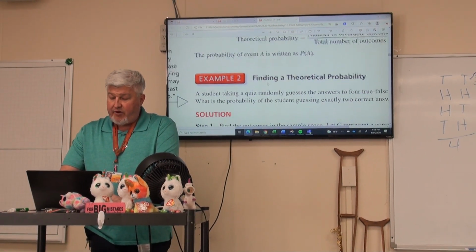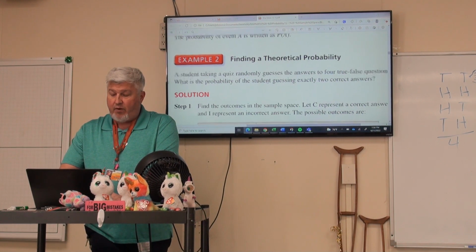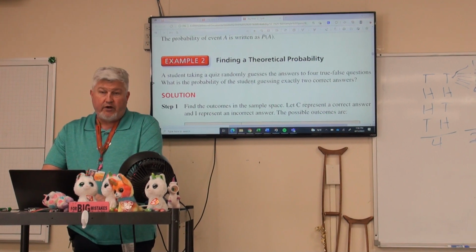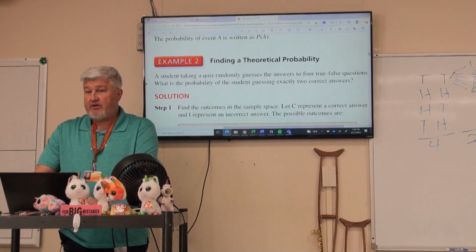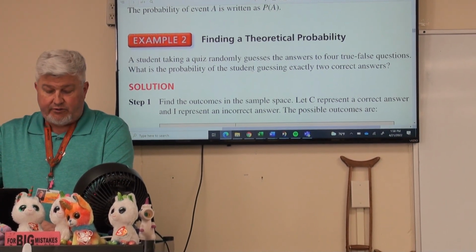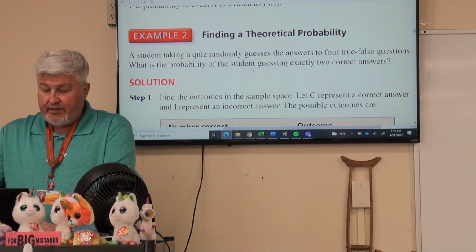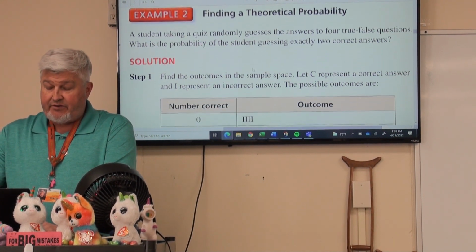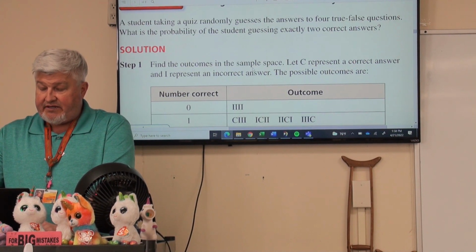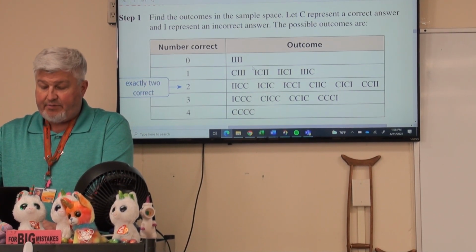So finding a theoretical probability, here's an example. A student is taking a quiz, and this person decides to randomly guess the answers to 4 true-false questions. He didn't study at all and decided just to guess. What is the probability of the student guessing exactly 2 correct answers? So the first step, as you see here, is to find the outcomes in the sample space. Let C represent a correct answer and I represent an incorrect answer. And here are your possible outcomes.